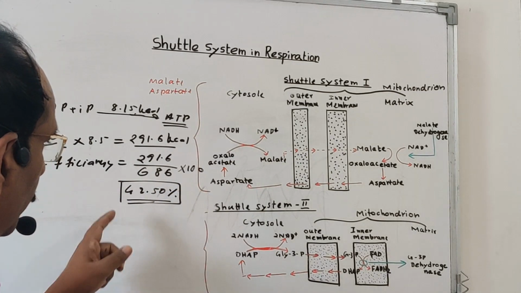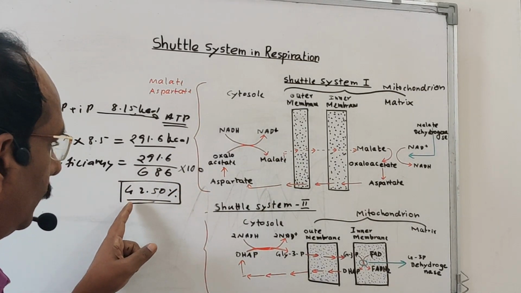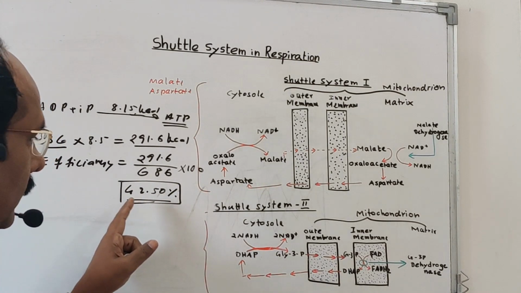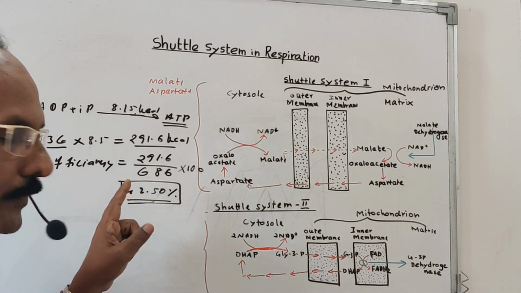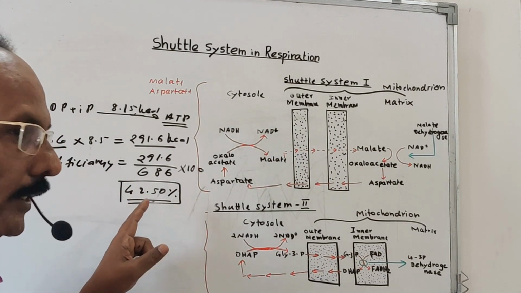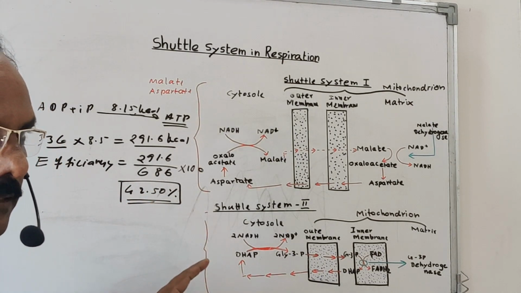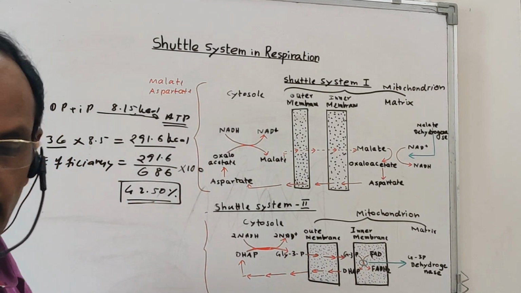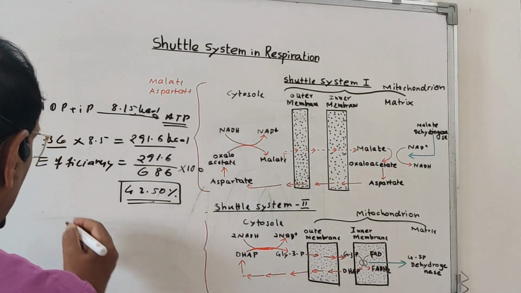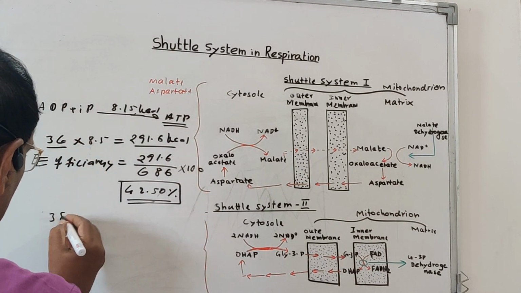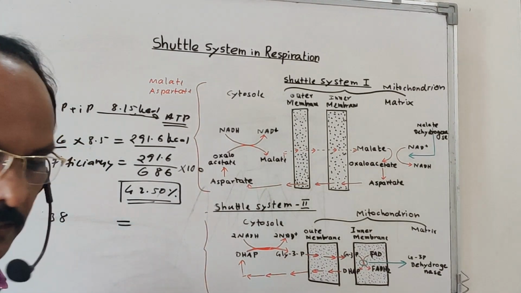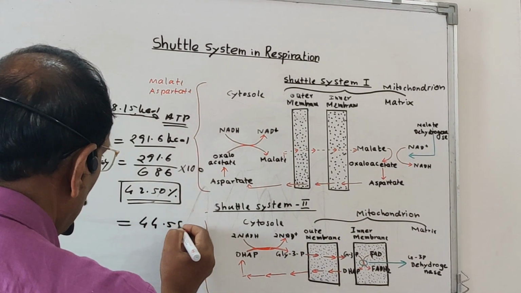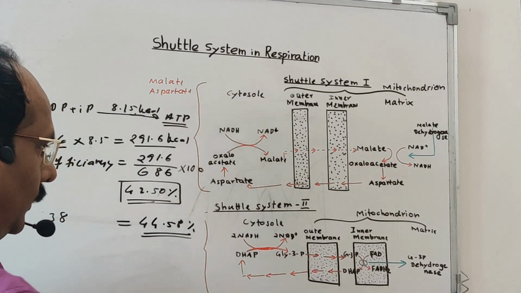So this amount of energy is very high. This is the efficiency of the process. There is no such machinery, no such discovery in the world that gives this much efficiency. Even a sophisticated vehicle gives only 25% efficiency using petrol or the purest petrol, but this efficiency is 42.5%. If you take 38 molecules instead of 36, this efficiency becomes near about 44.58%.